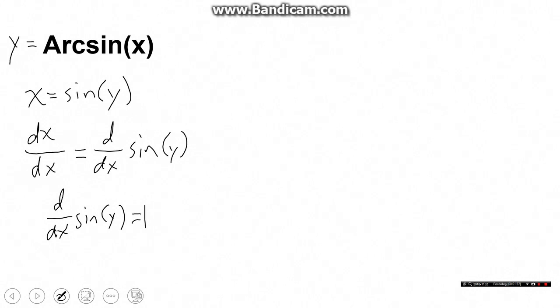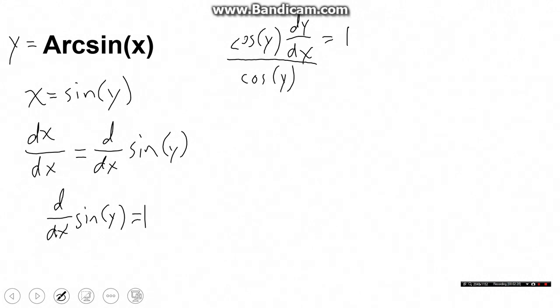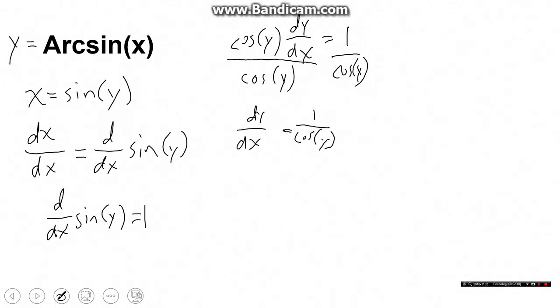Now we'll actually derive sine of y. And we know that the derivative of a sine is cosine. So then that gives us cosine of y. Remember, this is very important, since we're taking the derivative of y in terms of x, we're going to have to use the chain rule and say cosine y times dy over dx equals 1. Now we'll divide both sides by cosine y to isolate dy over dx, which is what we're solving for. And then we're left with dy over dx equals 1 over the cosine of y.